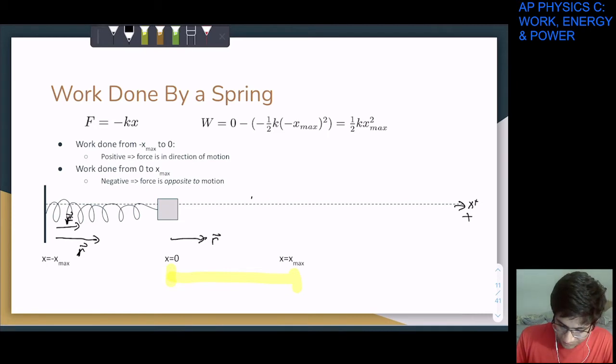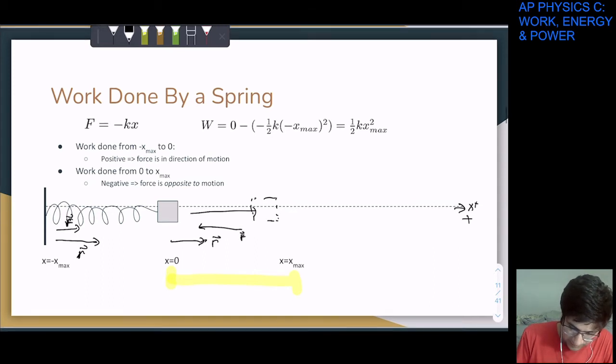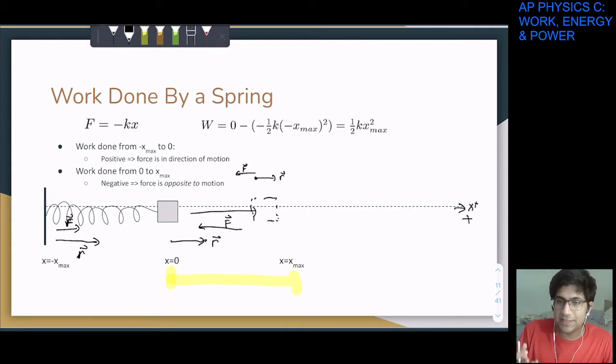So when the box is over here, the spring wants to go back to equilibrium. So where will the force go? Well, it'll go this way over here, F. Let me write that a little bigger, F. So in this configuration, R is going this way, and F is going this way. So opposites. So that means that the work done is negative.